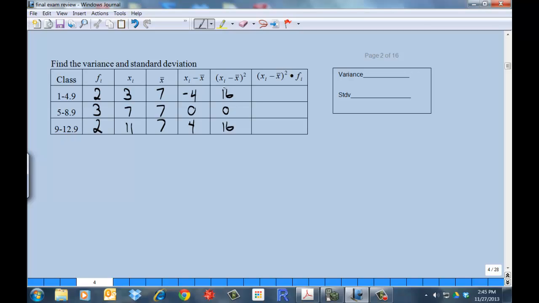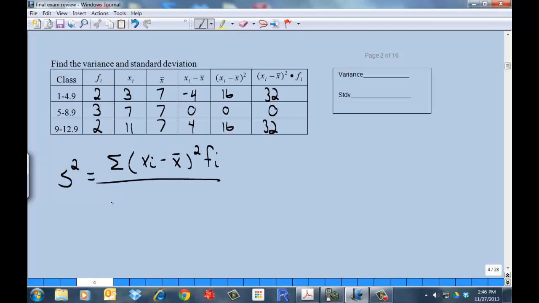So 16 times 2 is 32. 0 times 3 is 0. 16 times 2 is 32. So let's go ahead and write our formula down here for the variance, which is the sum of xi minus x bar squared times fi divided by the sum of the frequency less 1.